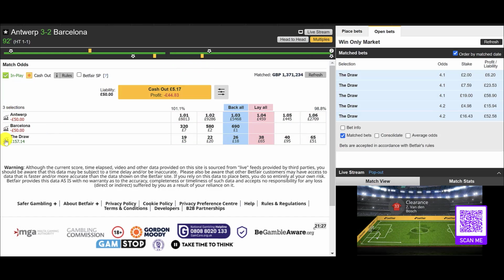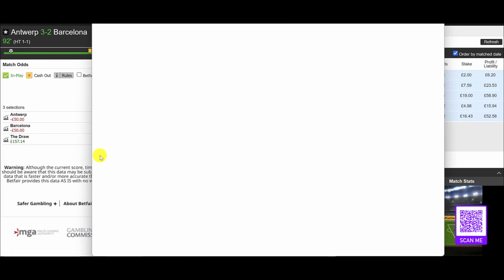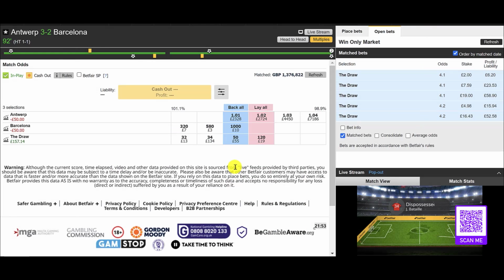Okay, so let me show you where the draw price went into. We had no chance. The market was suspended, unsuspended. We had barely any time to get out, but that draw price went in as low as 1.12. And so look, if we had a few seconds more, we could have locked it in and it would have been a nice trade. Okay, 4.1 into 1.12, but Antwerp went up the other end and retook the lead. So anyway, this one has not gone to plan.